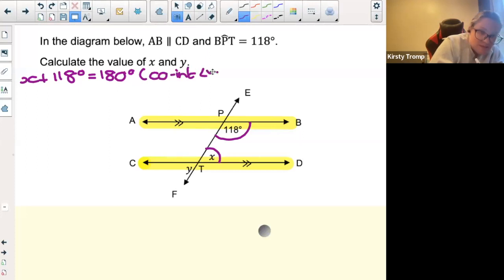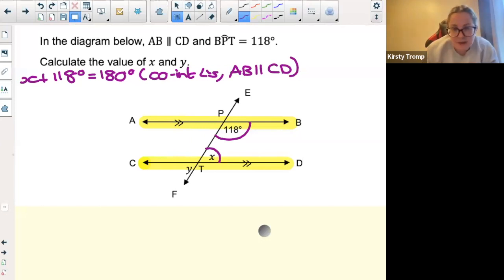Interior angles, AB is parallel to CD. Well done. Then I'm going to go stick that on my calculator. So I'm going to say x is equal to 180 minus 118 degrees, and I get 62 degrees. So there's x. X is done.